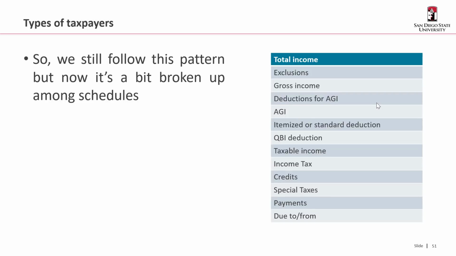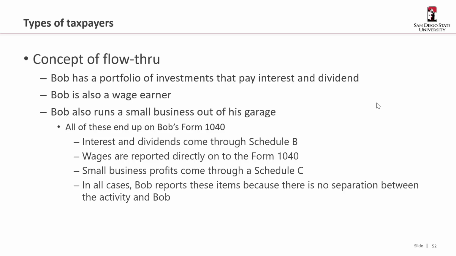Okay, so we still follow the same pattern that I displayed before. It's broken up a bit amongst those schedules. So again, you can see gross income for the most part comes through the 1040 itself, but then Schedule 1 picked up items of gross income. Deductions for AGI were on the bottom of Schedule 1. The itemized and standard deduction were right on page 2 of 1040. The QBI deduction was right on the face of the 1040. Income tax and the credits were calculated right on the face of the 1040. And then, of course, that due to, due from.